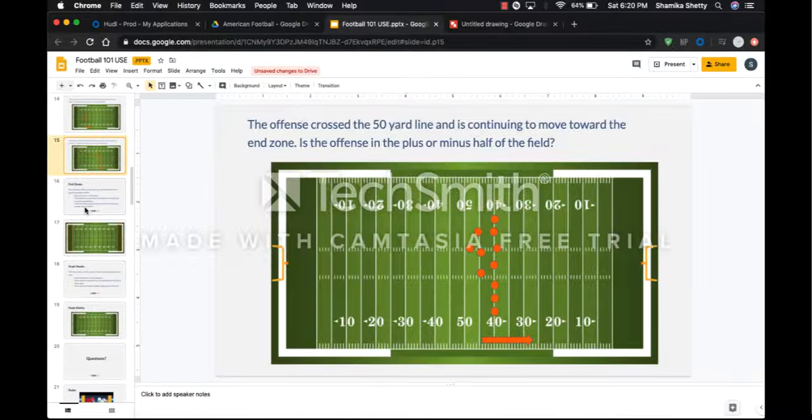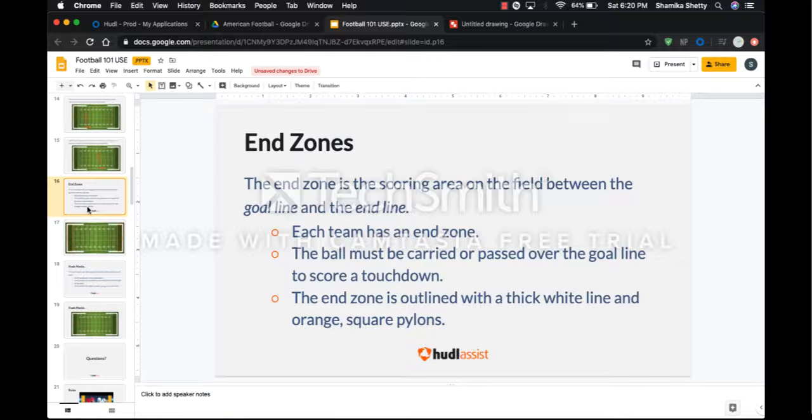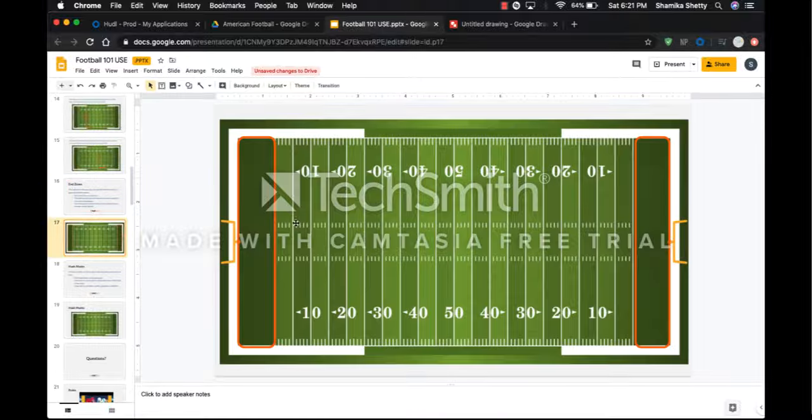So the next is end zones. End zone is the scoring area on the field between the goal line and the end line. This orange rectangle again specifies the end zone between the end line, that is the line on which the goal post is, and the goal line, that is the line between the end zone and the field. So this is the end zone.